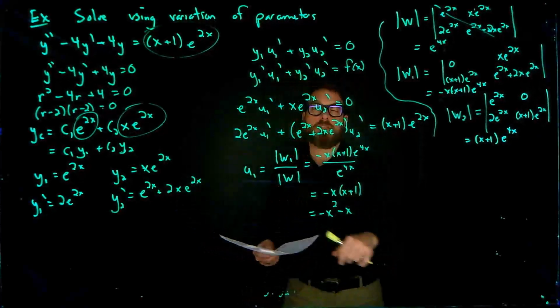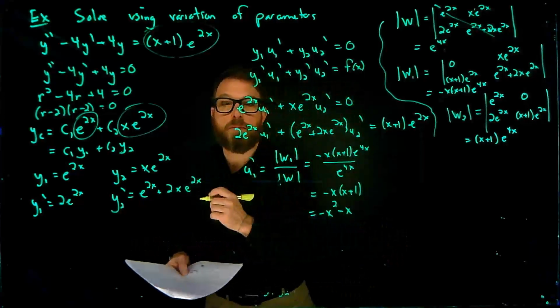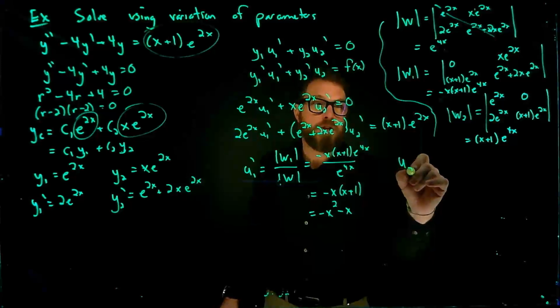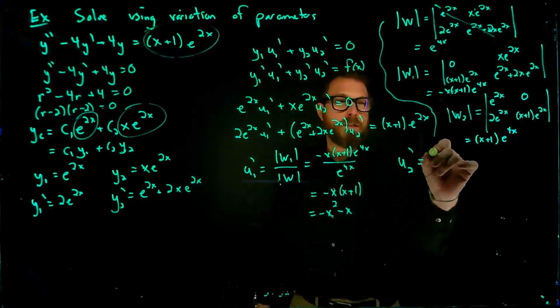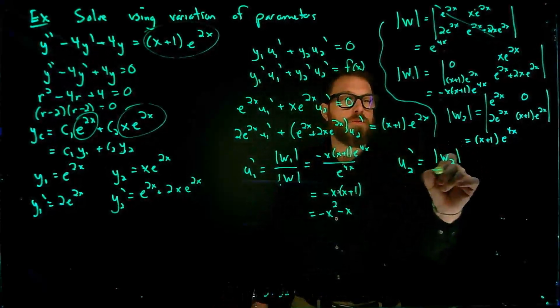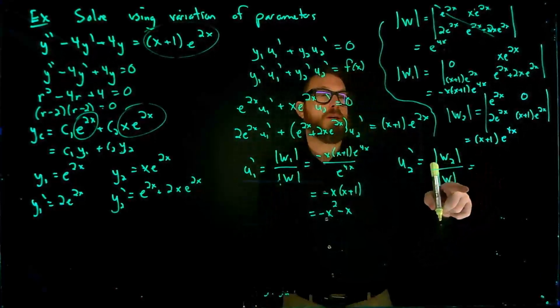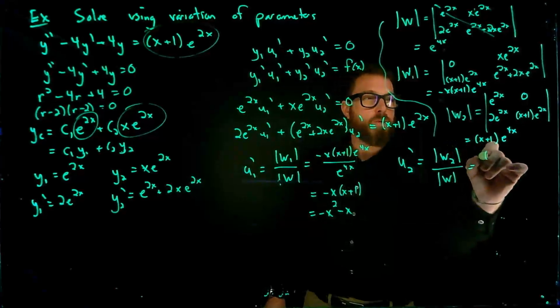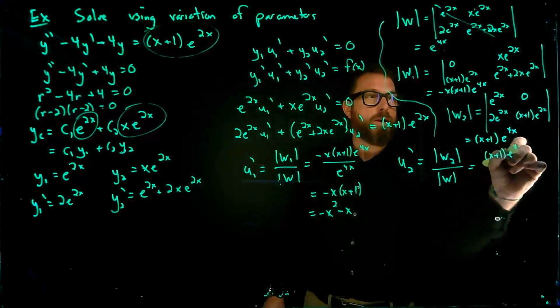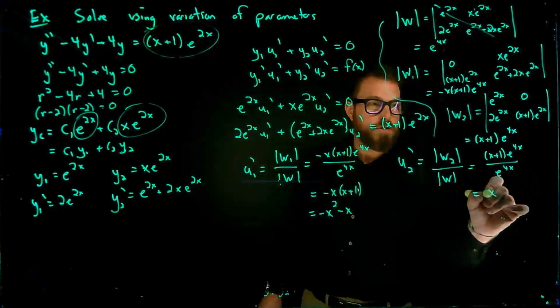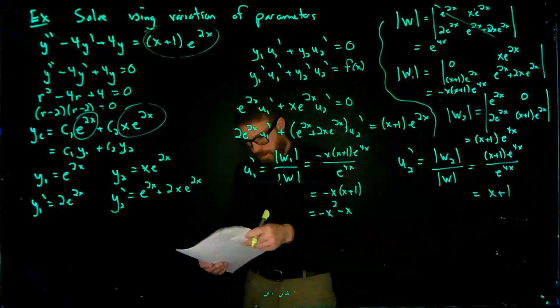So we can write this as negative x squared minus x. And the reason why I'm going to write this is because this is actually u1 prime, and I need to actually find u1. So u2 prime is going to be w2 over the determinant of w, w2 being right here, which is x plus 1 e to the 4x, and then w is going to be e to the 4x, so we can see that e to the 4x cancels, so this is just x plus 1.